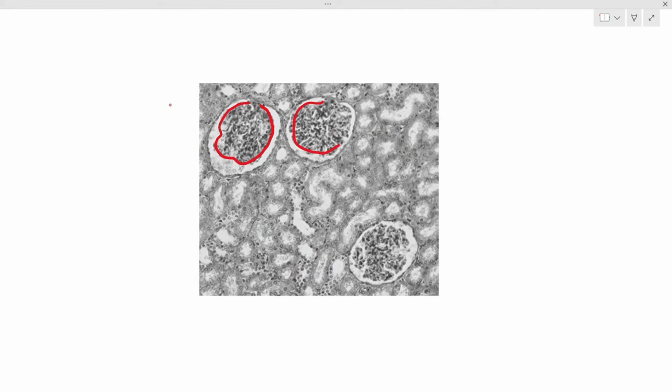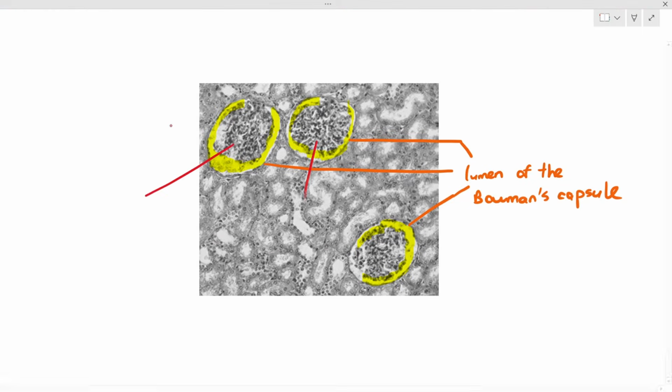I'm just going to show you another diagram here. As you can see, you can see 3 Bowman's capsules and 3 glomeruli, which is the plural for glomerulus. And you can see the red color area, which I'm outlining. That's the glomeruli. And of course, the whitish gaps are the ones I'm highlighting in yellow. Those are where the substances will leak into, and therefore that's the lumen of the Bowman's capsule. So you must also know that as well, by the way.